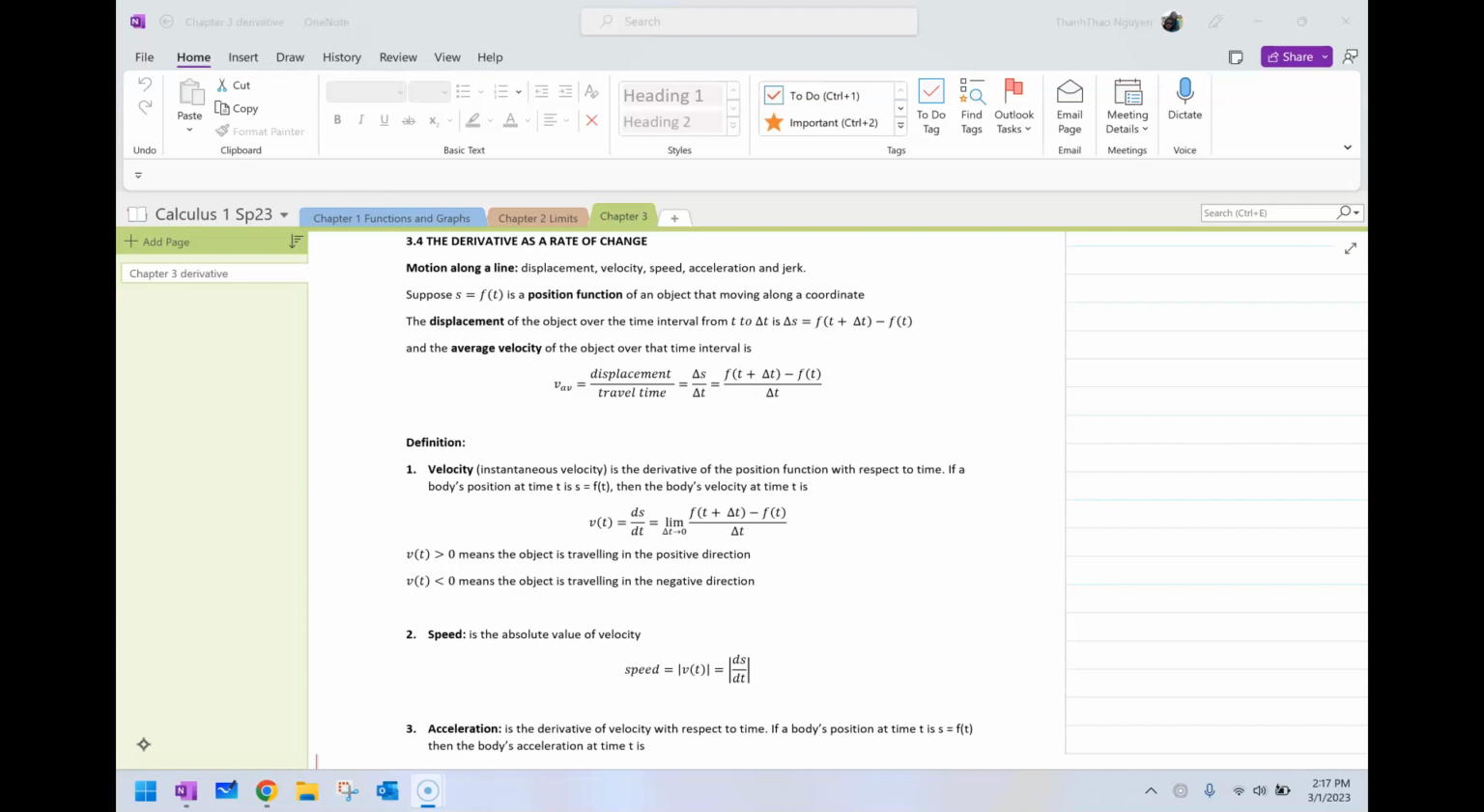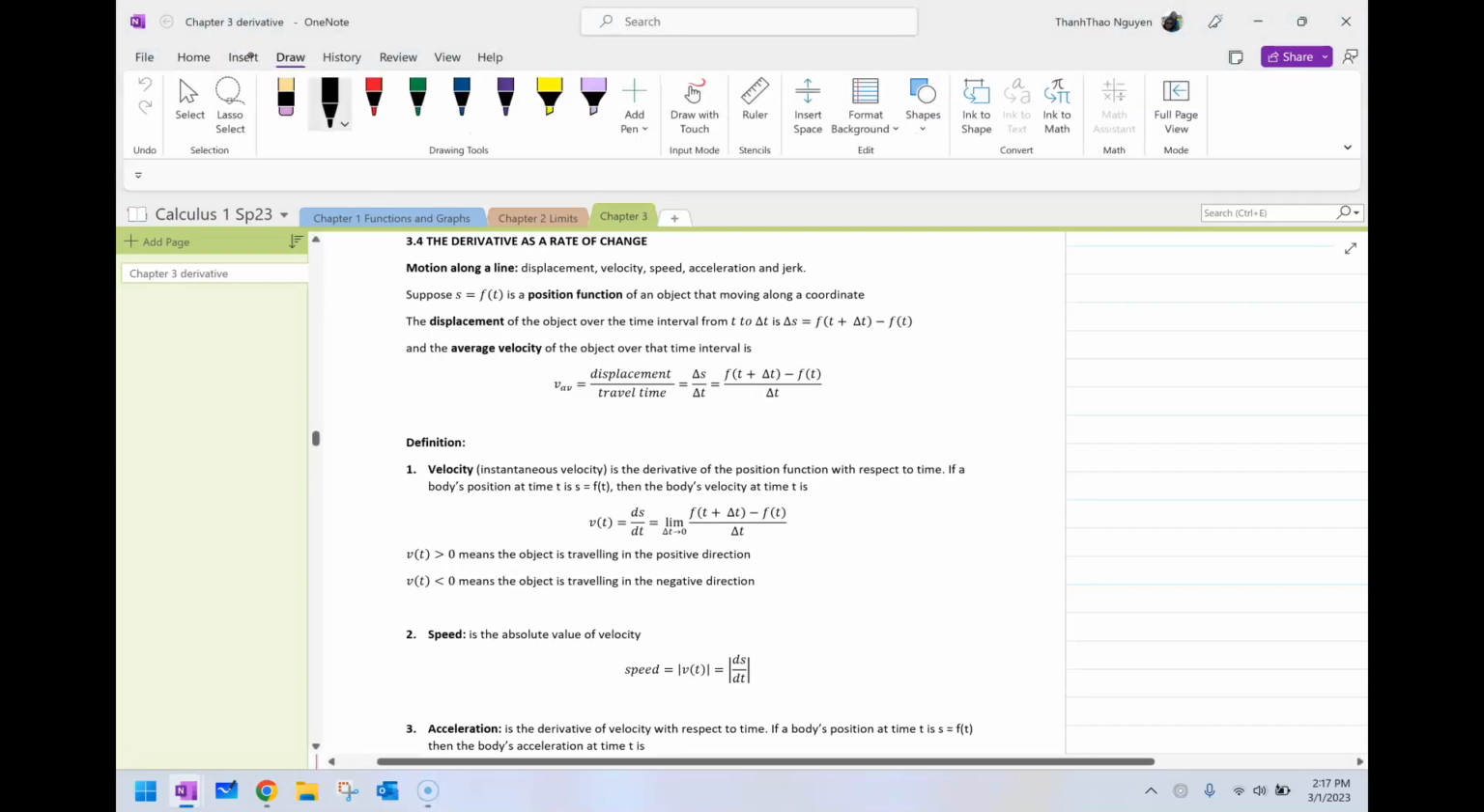Suppose s equals f of t is the position function of an object that moves along a coordinate line. The displacement of the object over the time interval from t to t plus delta t is given by delta s equals f of t plus delta t minus f of t. So they're just saying the distance from where it started.